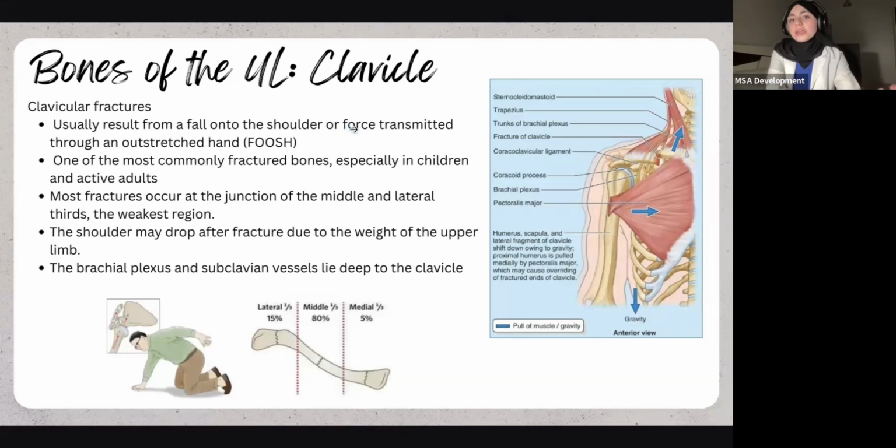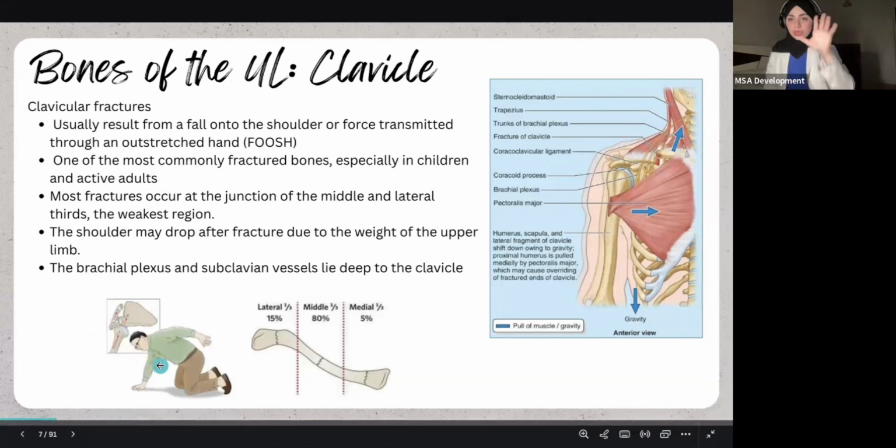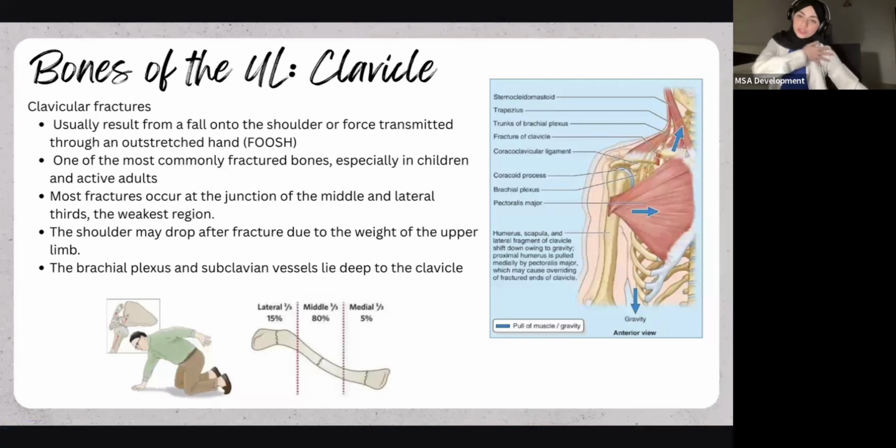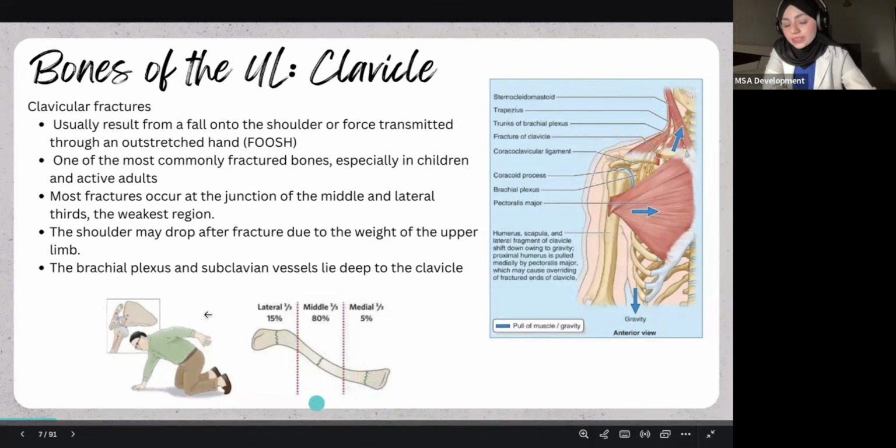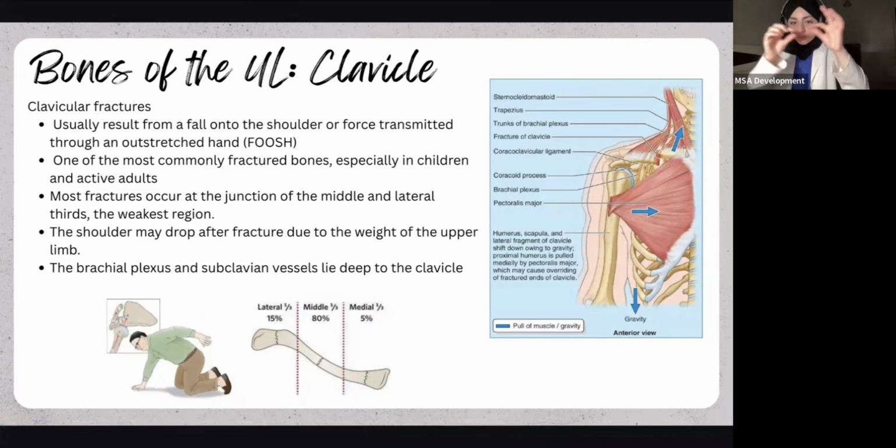Now, how do clavicle fractures usually happen? FOOSH, falling on an outstretched hand. As you can see, this gentleman right here, when you fall on your outstretched hand, you're directly placing all of that strong force onto the clavicle. The joint will most likely not displace, but it will break. Medially you have one joint, and laterally you have one joint, which tells you what's going to be out of the medial, middle, and lateral portions of the clavicle. What's going to be the most common place of fracture? It's going to be the middle.